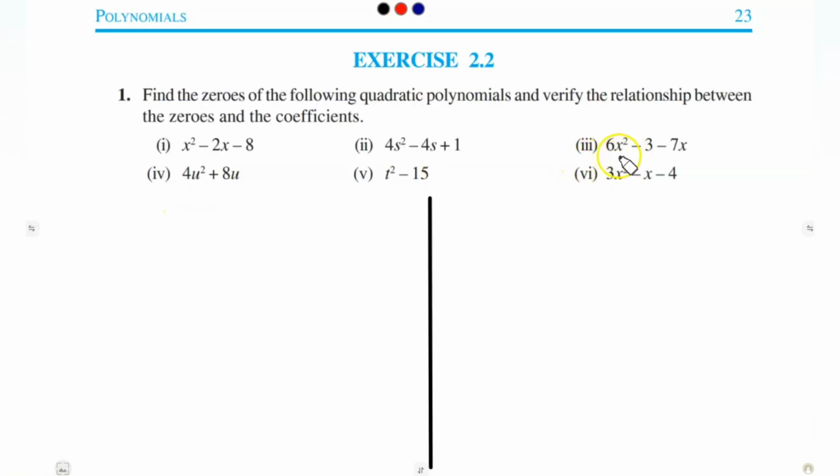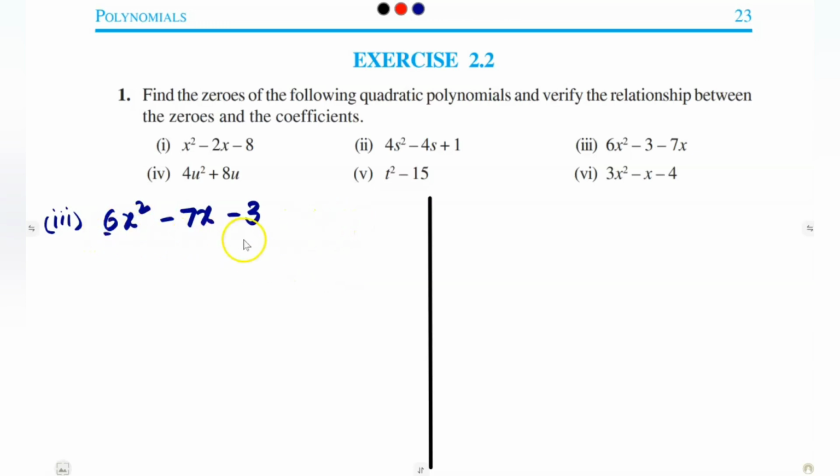The third question is 6x square minus 3 minus 7x. We need to rearrange them according to the powers of x. So for the third one, we can rewrite the polynomial as 6x square minus 7x, and I'll write the minus 3 first. This is our polynomial. We need to factorize this to find the zeros.